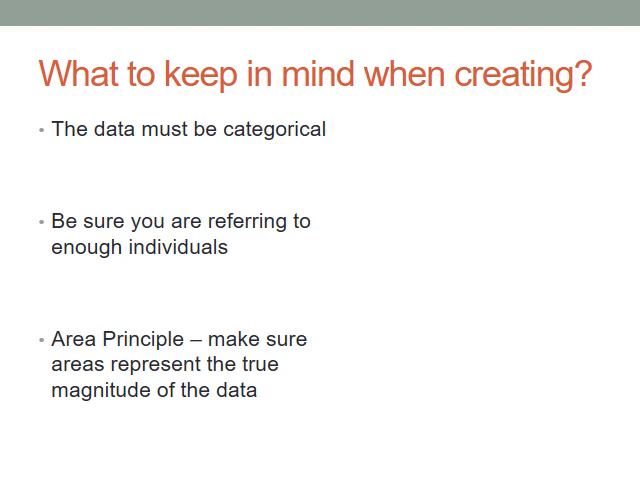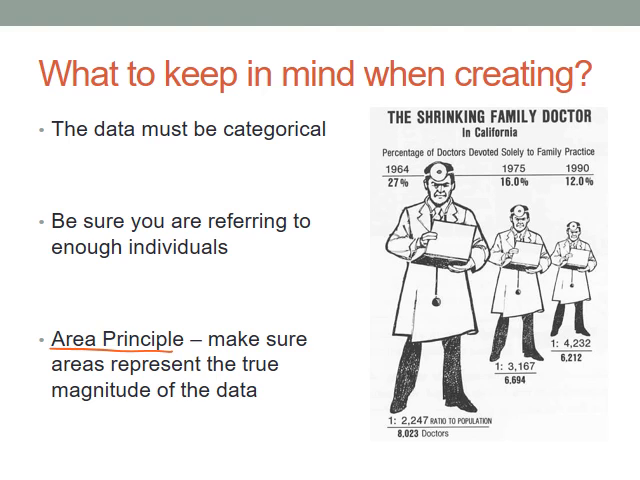And finally, there's something called the area principle that we want to make sure that we pay careful attention to. When we're visualizing our data, we need to make sure that those areas that we're using as visualizations really represent the true magnitude of the data. So let's take a look at an example. Here we can see an example, very clever. Often the area principle is violated because we have a very clever graph where we're looking at the percentage of doctors who are devoted only to family practice. Okay, so what we see is, instead of a bar, this is sort of like a bar graph. Instead of a bar, we have a doctor.